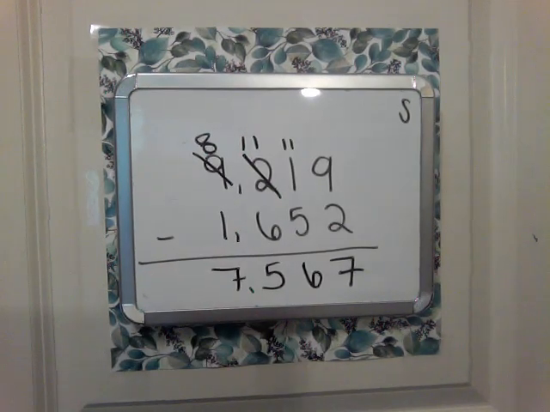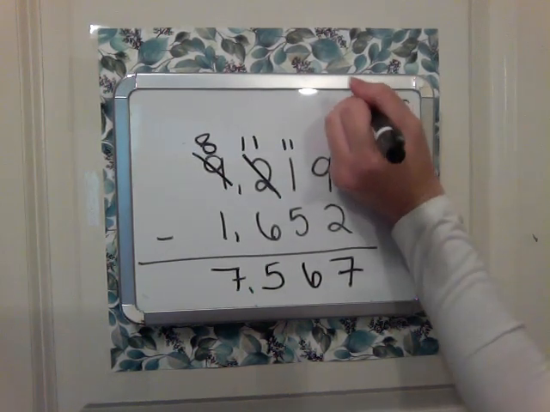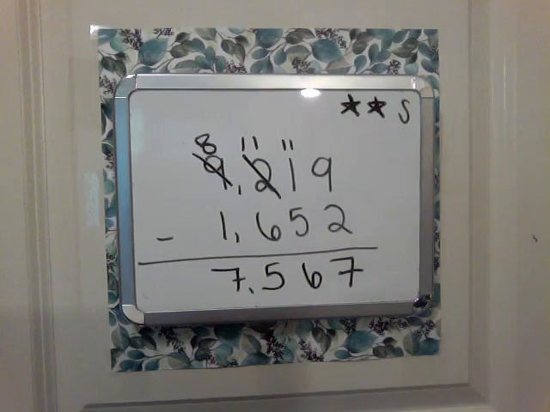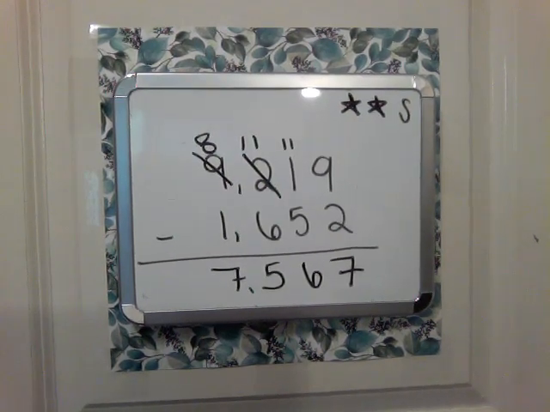Your final answer should be 7,567. Give yourself a star for the answer and give yourself a star for attempting regrouping.